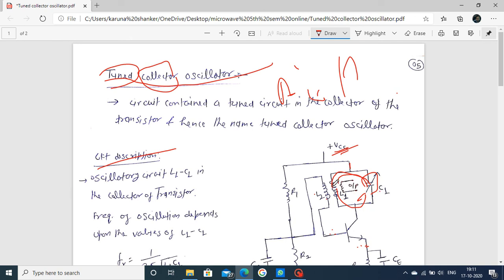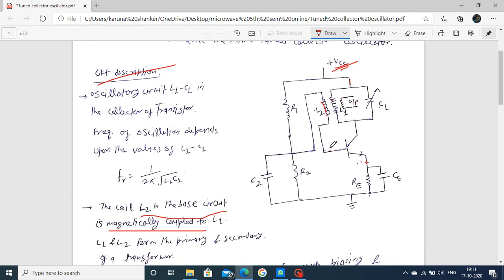Now whatever voltage is produced is induced across your L2 due to transformer action. This induced voltage is connected to the base terminal, following the base-emitter path, means this induced voltage of L2 is connected between base and emitter. This induced voltage is also called the feedback voltage.